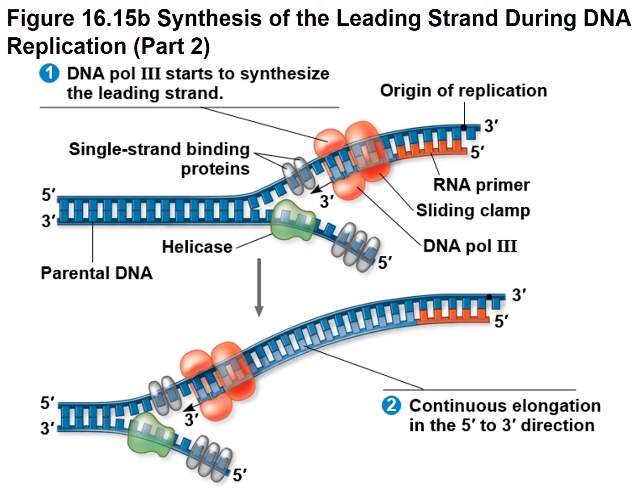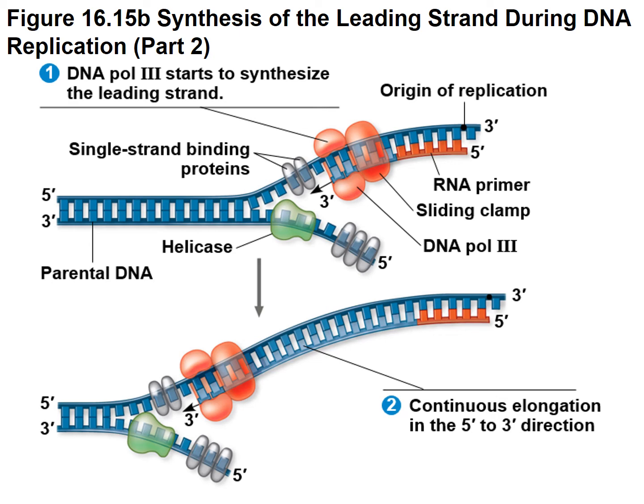Figure 16.15b is showing the synthesis of the leading strand and some of those different proteins that we talked about. So we have our parental DNA being separated. You can see on the right-hand side where the origin of replication is. The helicase is in green. That's separating the two strands. The specific DNA polymerase is called DNA polymerase 3, and that's moving down the DNA strand, and it's adding nucleotides to the 3' end of the growing strand.